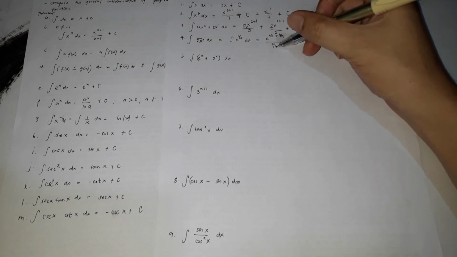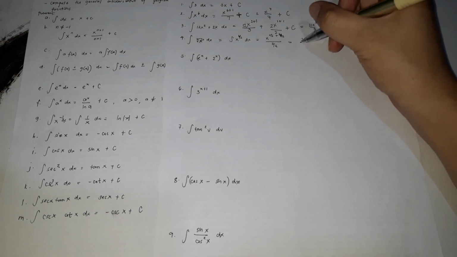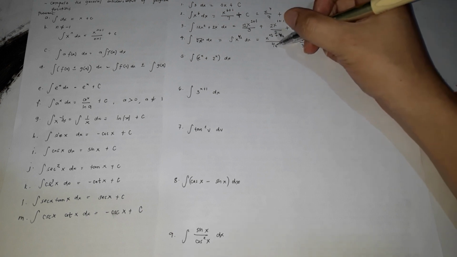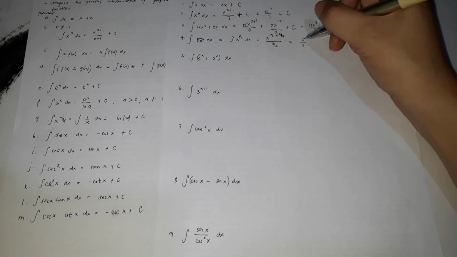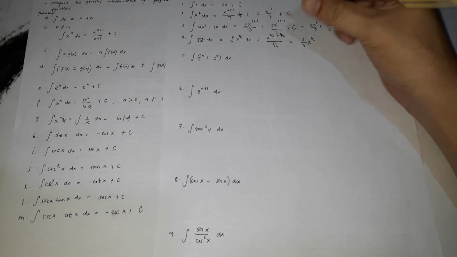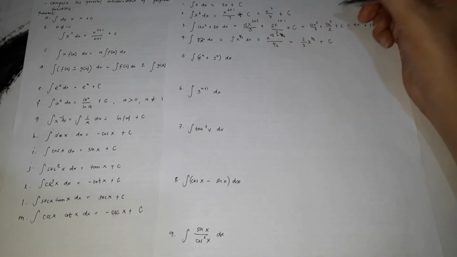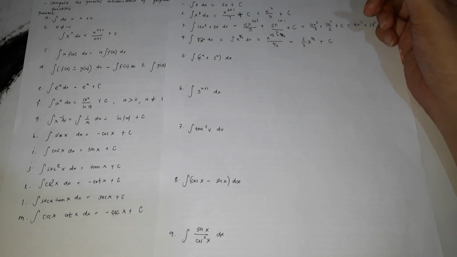To simplify, ang 2 ilagay na sa taas, ang 2 pala ilagay sa taas, tapos ang 3 ilagay sa baba. I-break na rin to siya. 2 thirds. Magiging, ang 3 over 2 magiging 2 thirds. Tapos x to the power of 3 over 2. 1 half plus 2 over 2 is 3 over 2 plus c. So this is the answer for number 4.